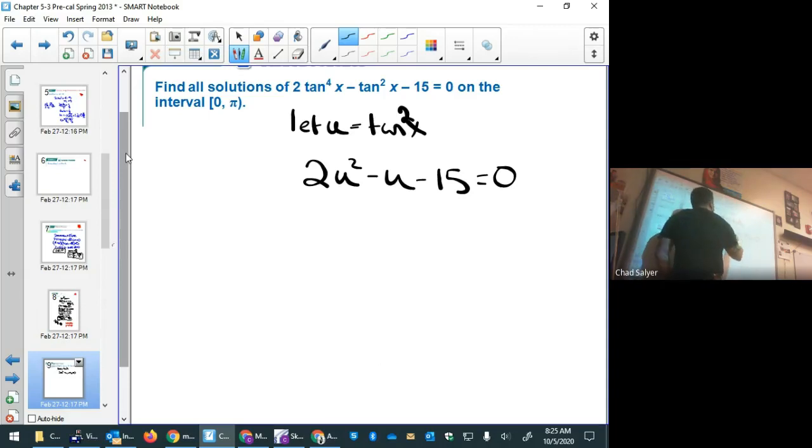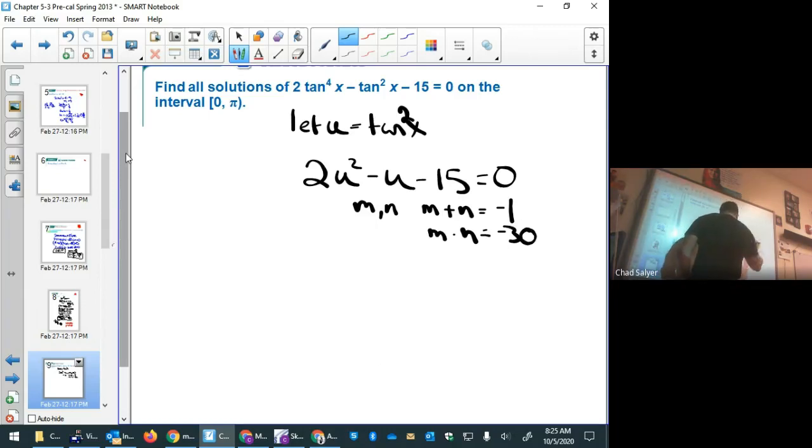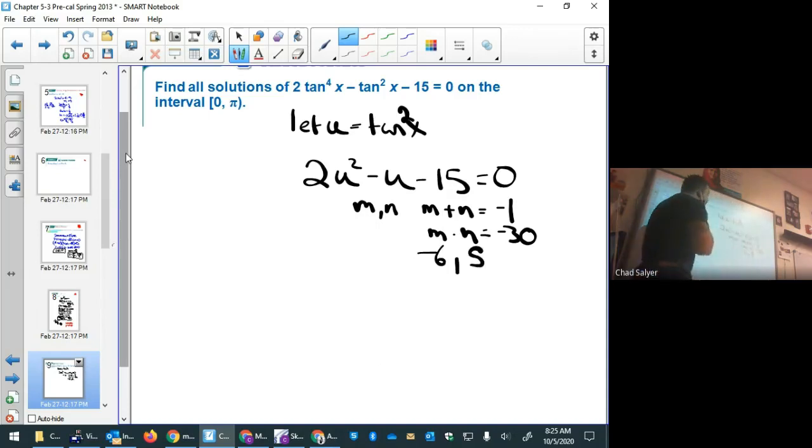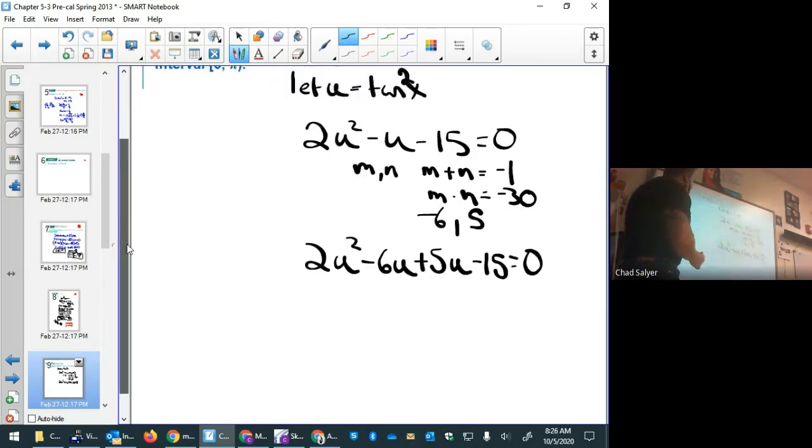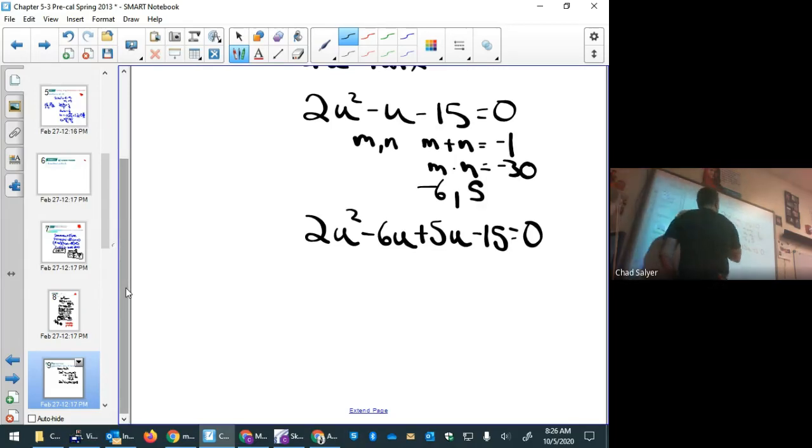Now I need to factor this, so I need two numbers, m and n, where they sum to -1, and their product is 2 times -15, or -30. So -6 and +5 meet our criteria. So I'll rewrite that middle term like so, and then I'm going to factor by parts here.